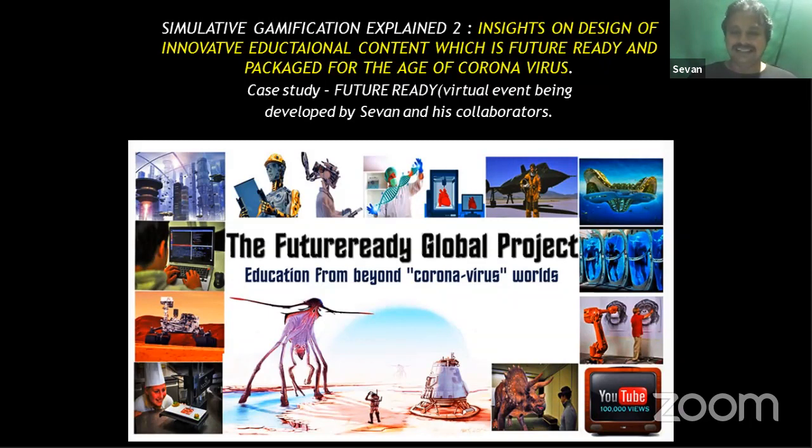Which is how to design innovative educational content which is future ready and packaged for the age of coronavirus. Most educators can design decent content. I've seen some awesome educators who can make some awesome content, right? But as of now, the need is for us to really focus on creating content which is future ready, which is very relevant to the current scenario.